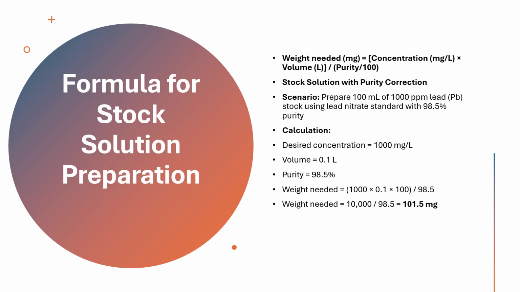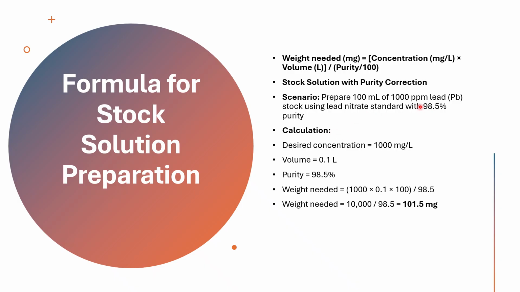So let's learn how to prepare stock solution. The formula is: weight needed is equal to concentration in ppm into volume in liter divided by purity divided by 100. So let's learn this with an example.